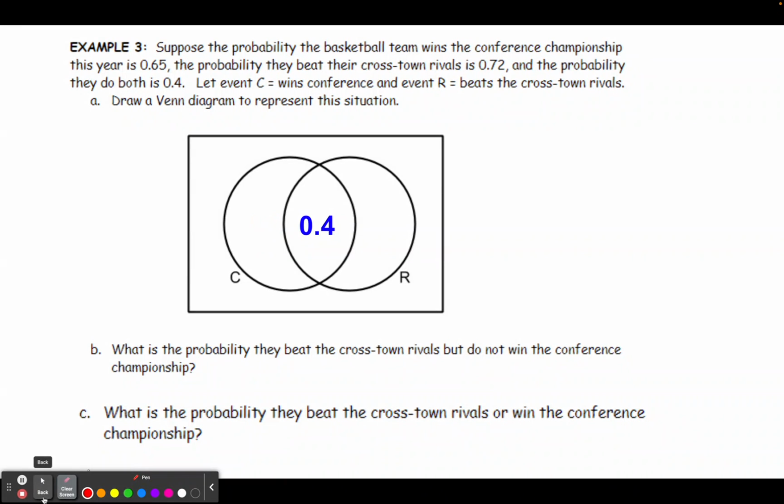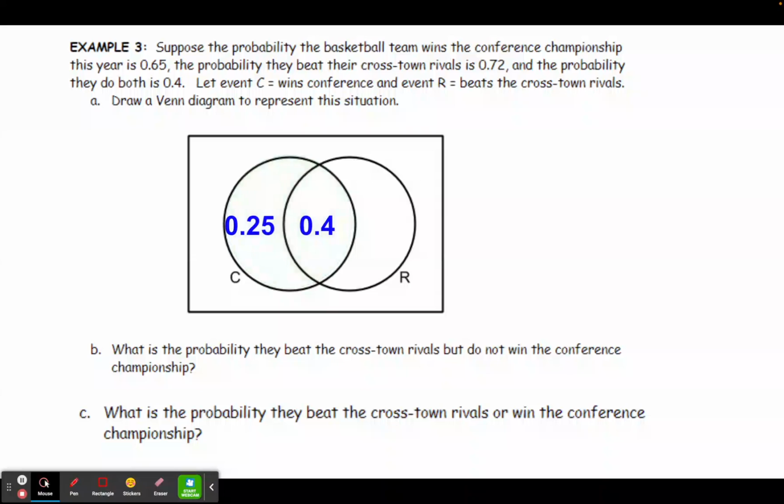And the reason that doesn't work is because we want the entire circle to total 65%. So if we want it to total 0.65 and we already have 0.4 in there, we want to subtract. So 0.65 minus 0.4 leaves us with 0.25 in the rest of that circle. And now that entire area that's shaded in green totals 0.65.